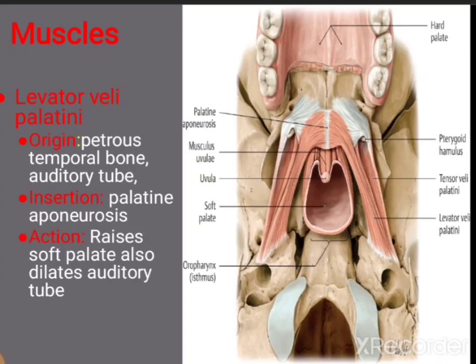Then the next muscle is the levator veli palatini. It arises from the petrous part of the temporal bone and the auditory tube. The levator veli palatini lies on the medial aspect of the tensor veli palatini, and is again inserted on the palatine aponeurosis. As the name indicates, the action of this muscle is raising the soft palate, and it also dilates the auditory tube.